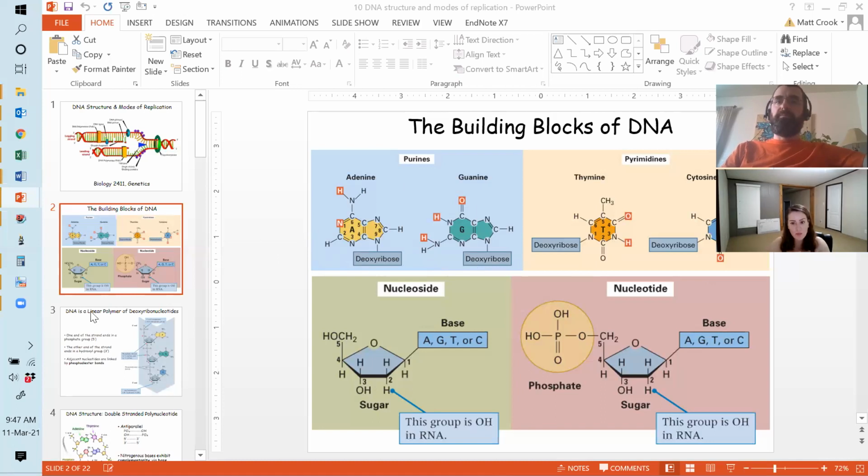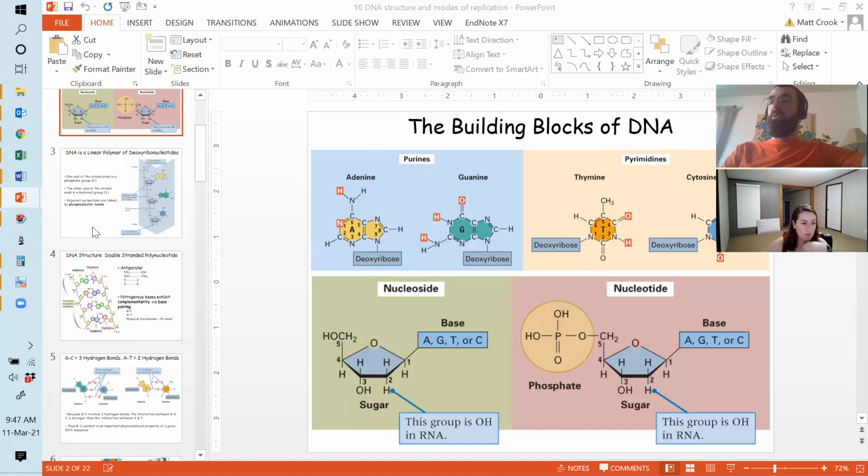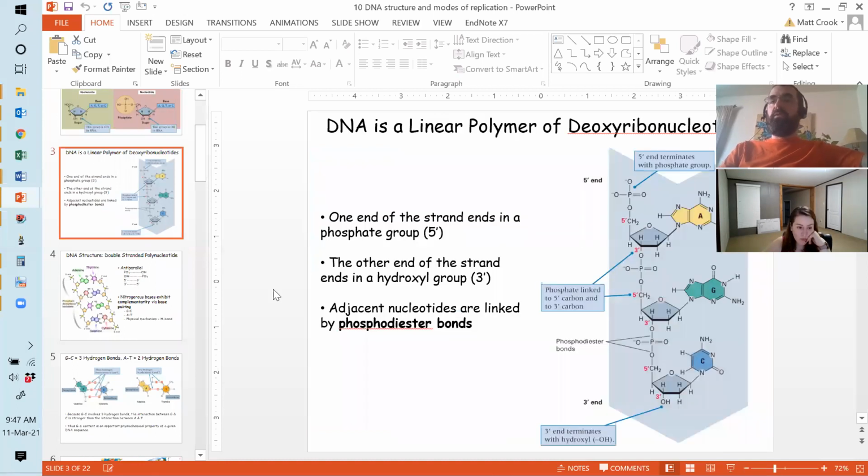Okay, the other thing that is super important to reiterate, even though I've talked about it already, is you can only add new nucleotides to the 3' end of DNA, because that's where that hydroxyl group is attached.